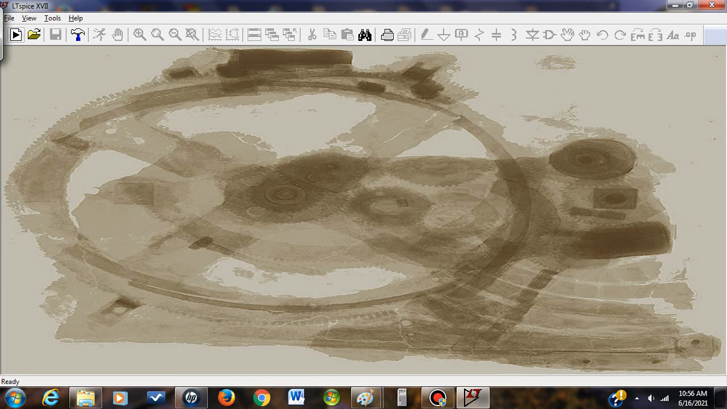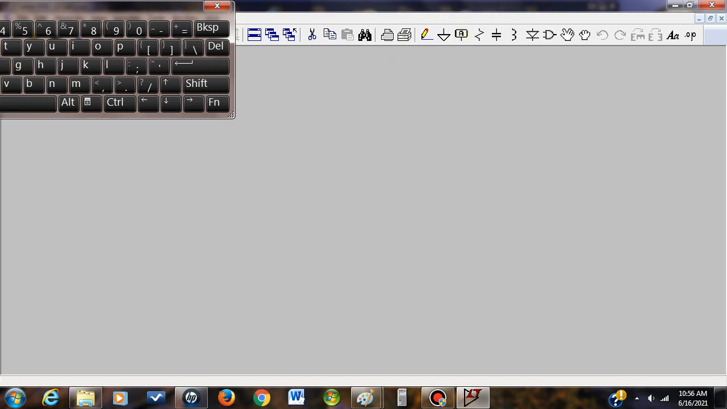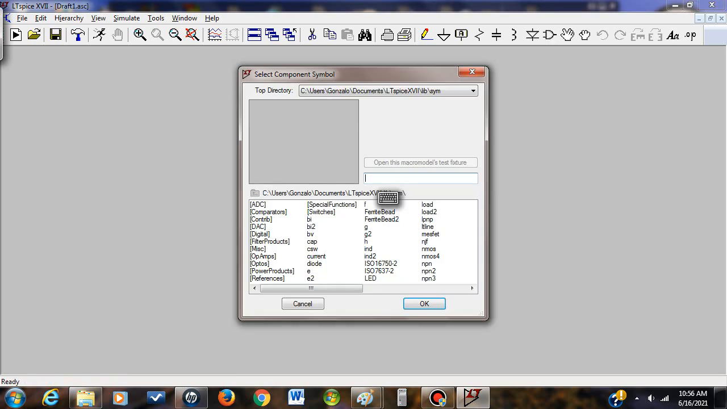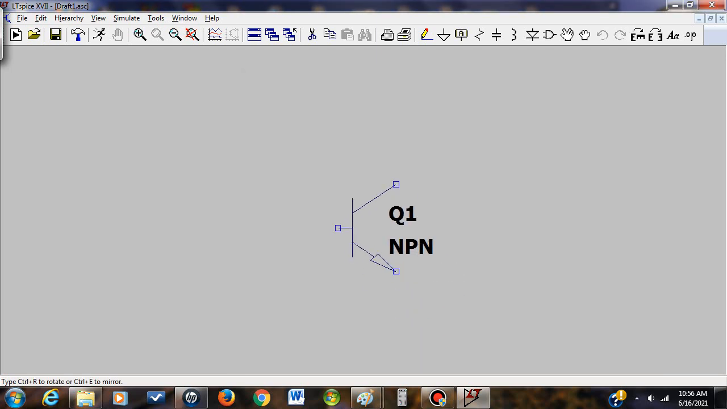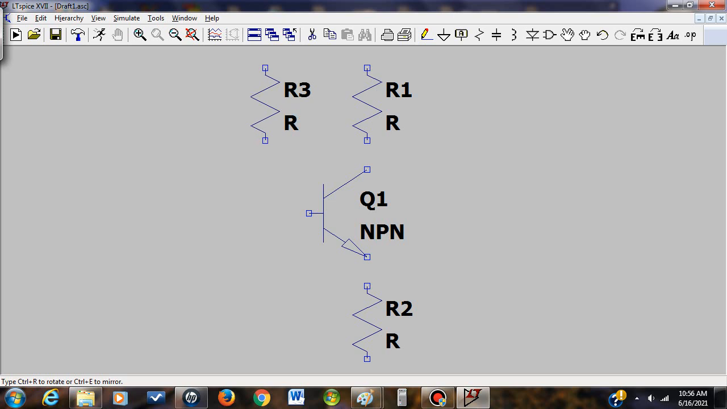I've opened up LT Spice, so let's go ahead and start a new schematic. And what we want to do is grab all the components that we'll need. Let's grab an NPN transistor from here. Let's put that there. We need some resistances, of course. One here, another one there, another one here, another one there. And a capacitor.